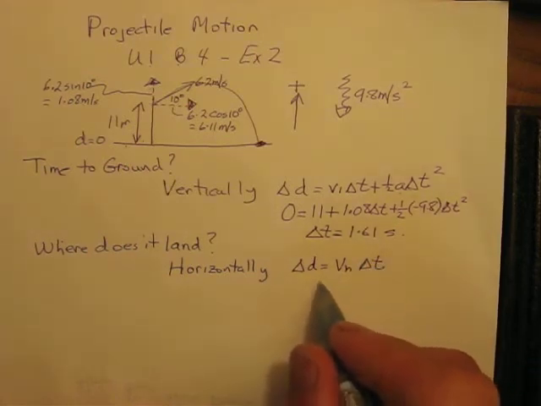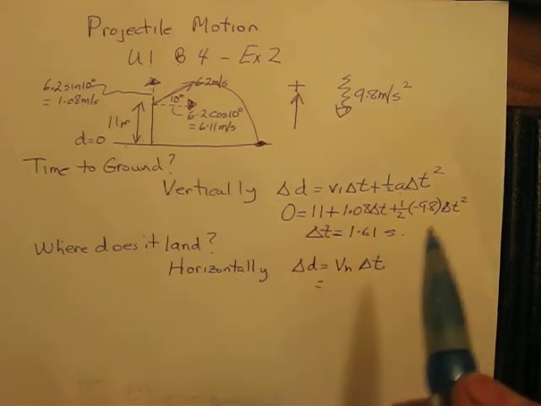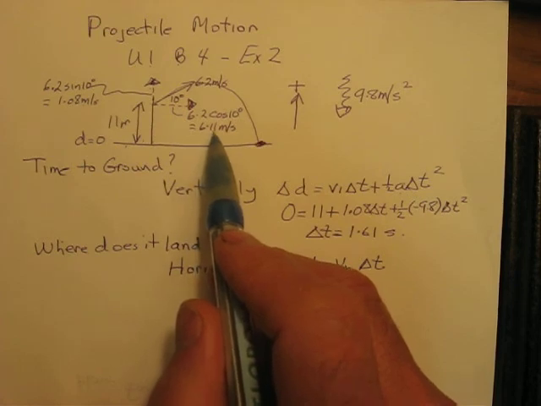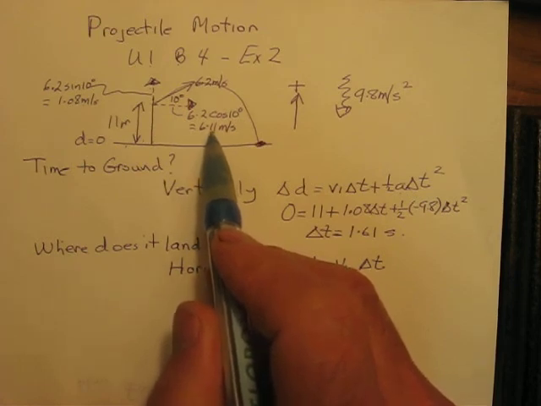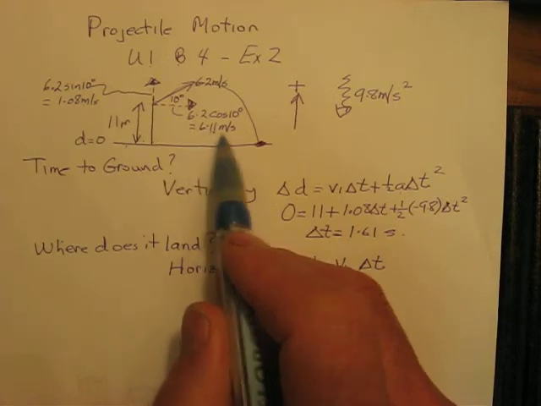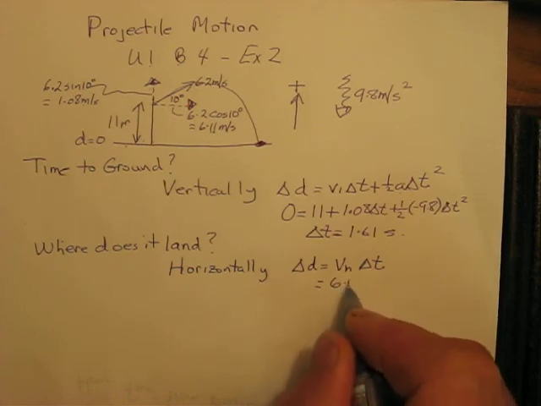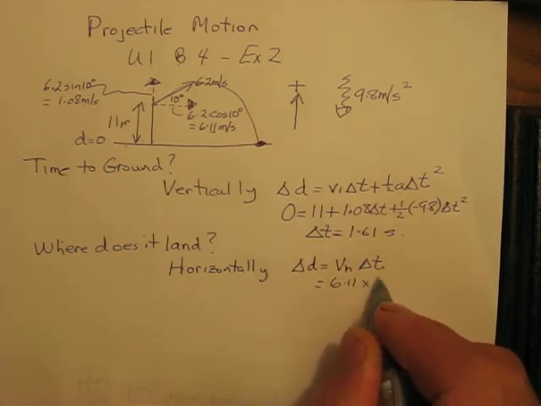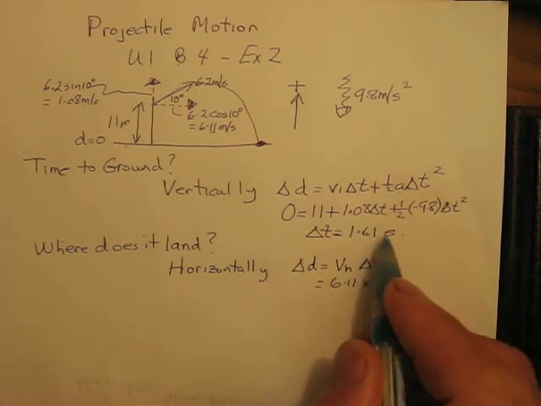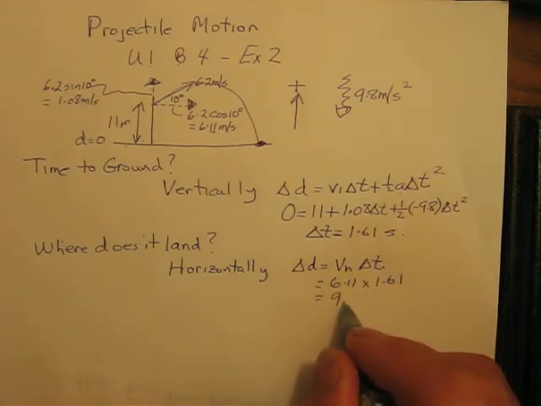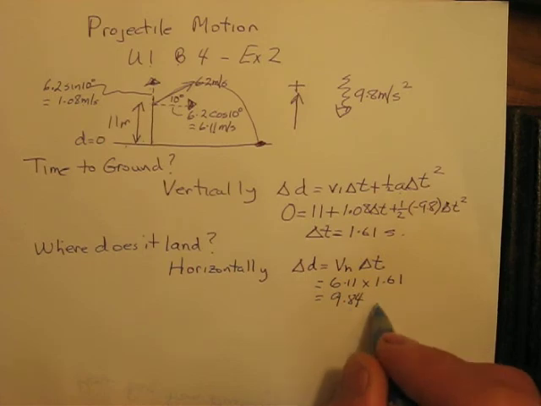So where does it land horizontally? Well, we'll have to go back to the 6.11 meters per second. That is the horizontal velocity of the projectile, and it remains constant. That horizontal component remains constant throughout the flight. So we'll put in 6.11 times the time that we calculated for the time of flight, which is 1.61 seconds, and that works out to about 9.84 meters.